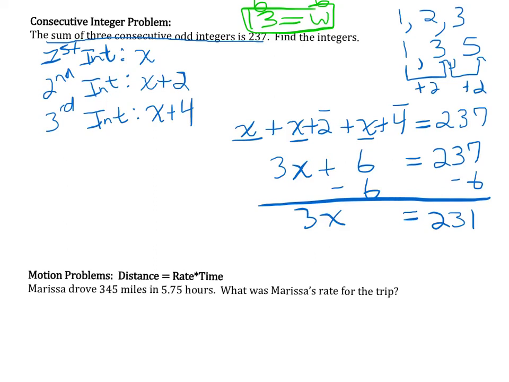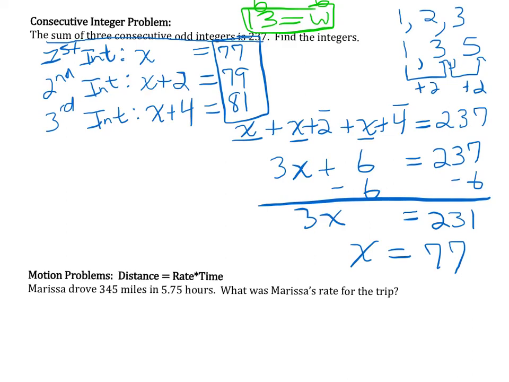And once I do that, I'm going to divide both sides by 3. And I'll get x equals 77. So my first consecutive integer is 77. My second, well, 77 plus 2 is 79. And then 77 plus 4 is 81. And so those are my 3 consecutive odd integers. And notice that they are all odd. Same concept will work if it said even integers.